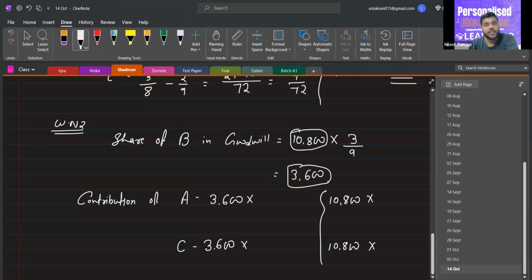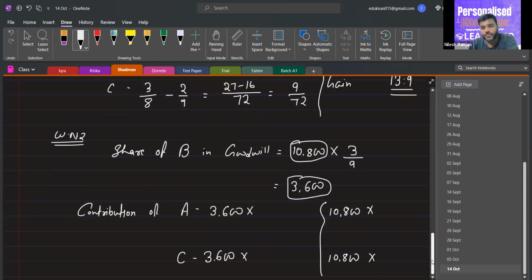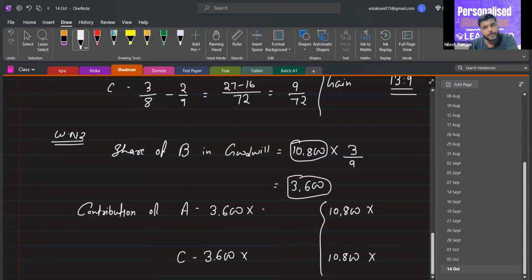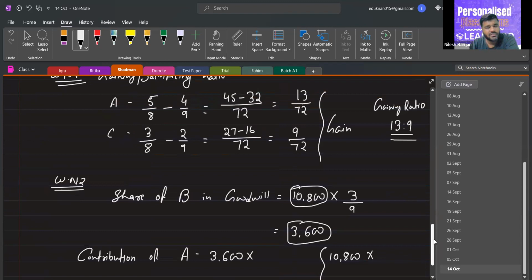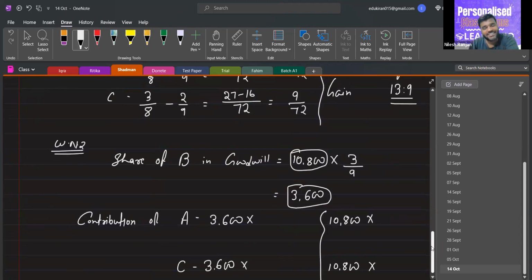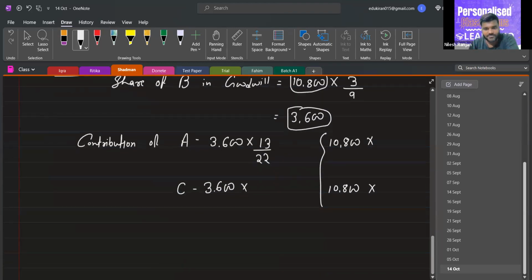Now, if you are using the retiring partner's share of goodwill, that is 3,600, then you have to use the ratio. This is 13:9. So 13:9 will be written as 13 divided by the total of these two, 22. Yes, you have done this several times. Yes, sir. Just my mind was not clicking.